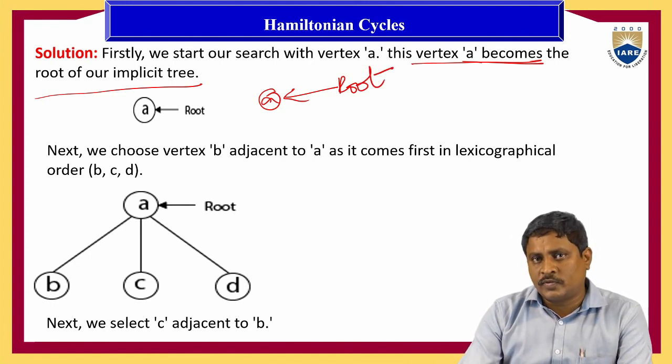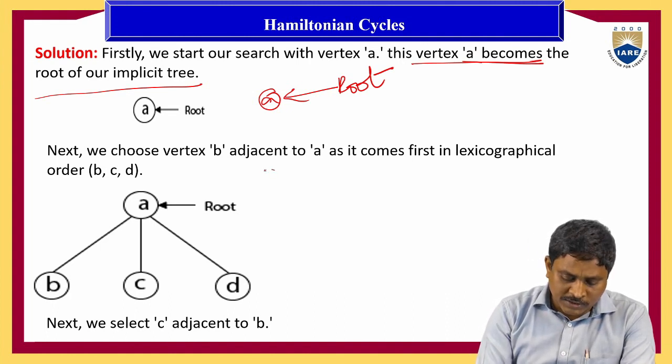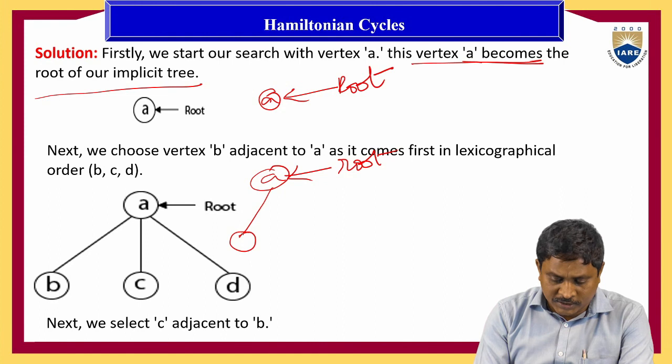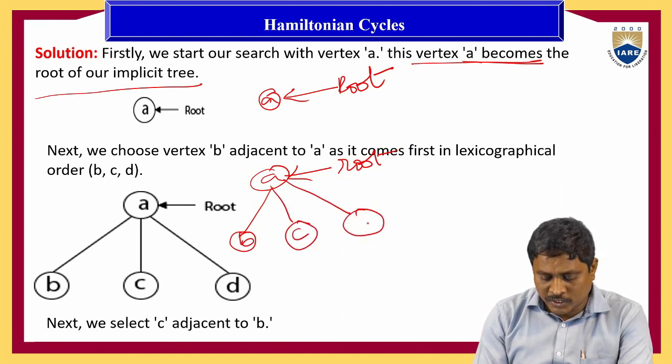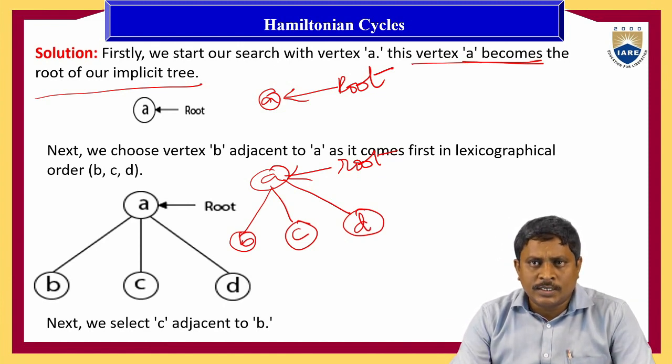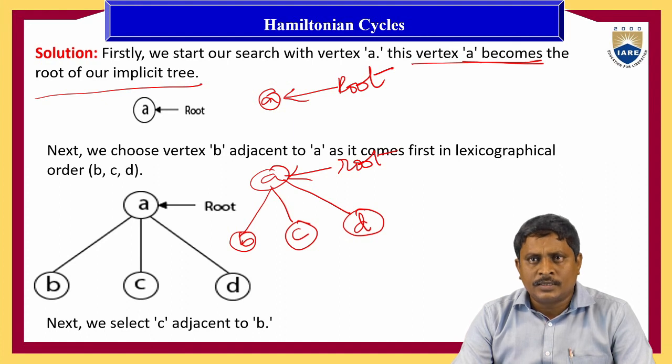Next we choose a vertex. The vertex B is adjacent to A, and it comes first in lexicographical order: B, C, D. So A is the root node. First we draw the adjacent node B, the next adjacent node is C, and the next adjacent node is D. So let us write all these. A is the root node, A is adjacent to B, A is adjacent to C, A is adjacent to D.